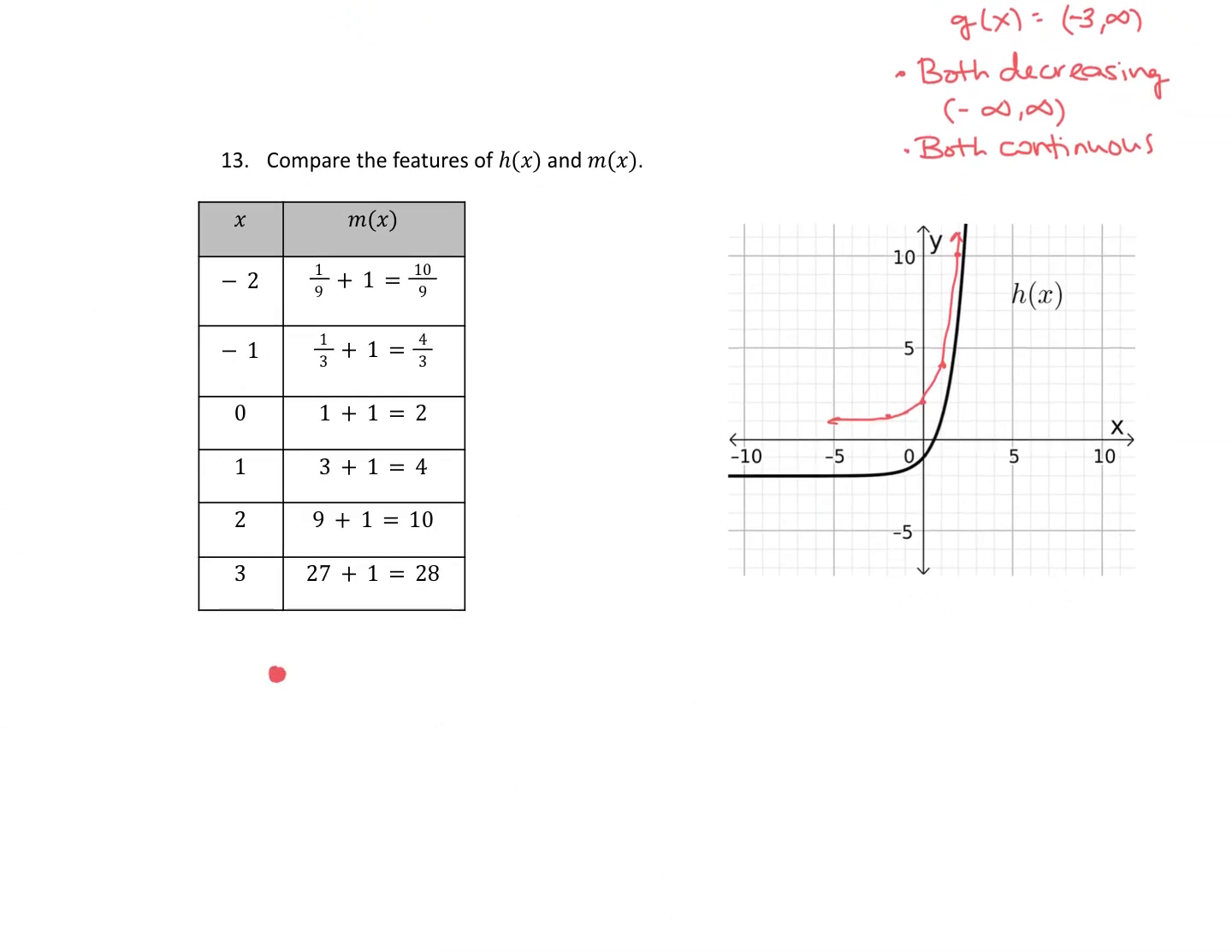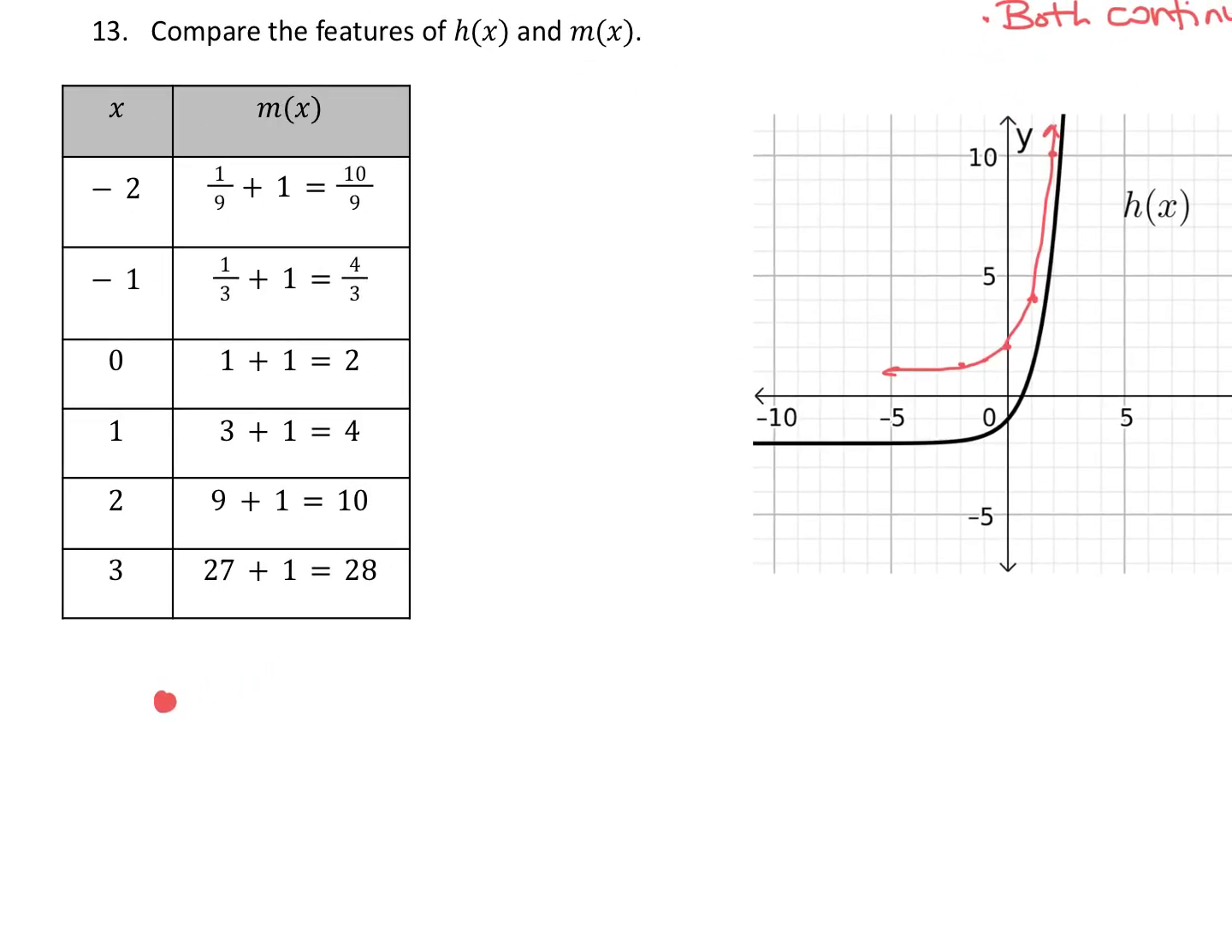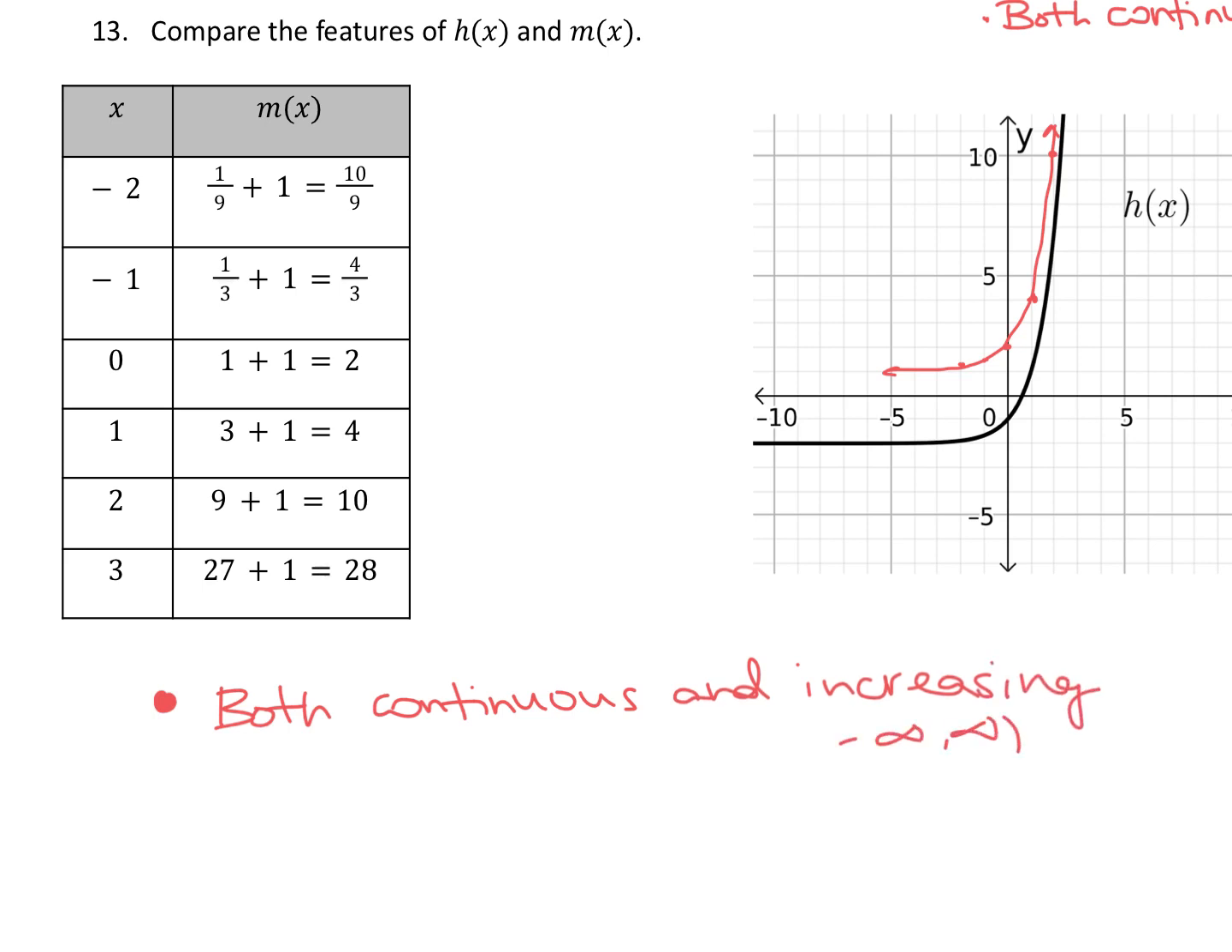All right, so first observation. So it looks as if they're both increasing, so we can say that. Both continuous and increasing. Okay, and I'm going to write the interval for increasing. That's just from the left forever to the right forever, negative to positive infinity.